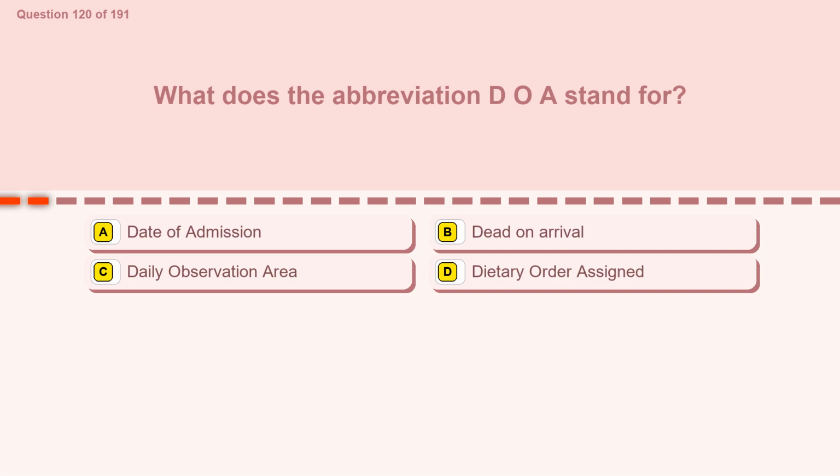Question 120. What does the abbreviation DOA stand for? Option A, date of admission. Option B, a debt on arrival. Option C, daily observation area. Option D, dietary order assigned.